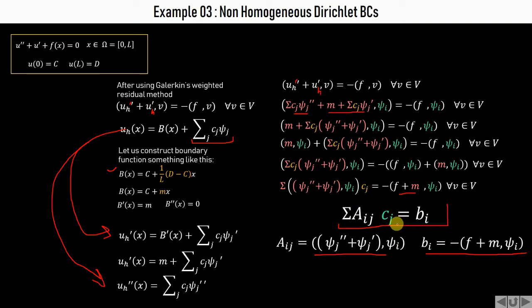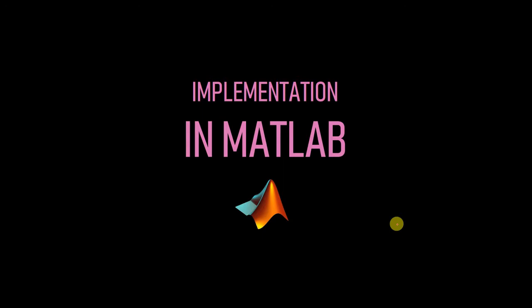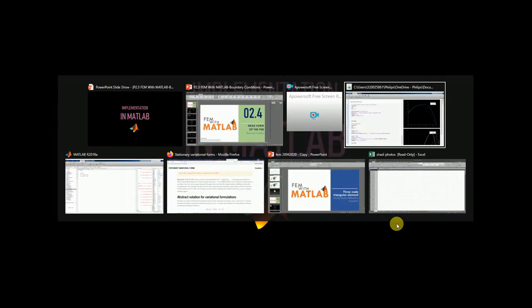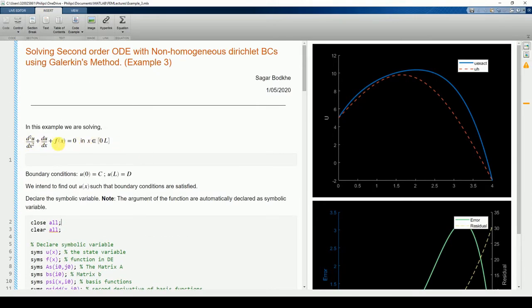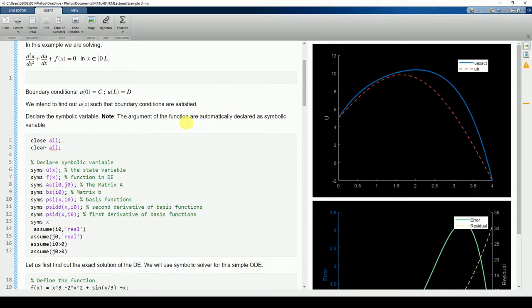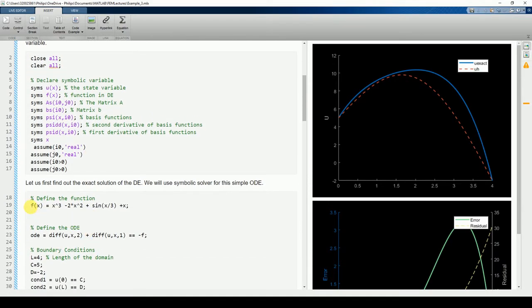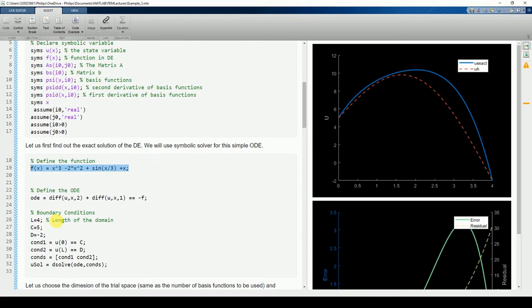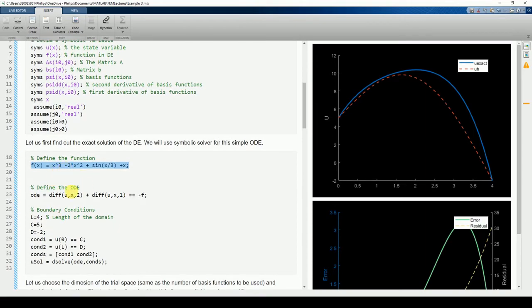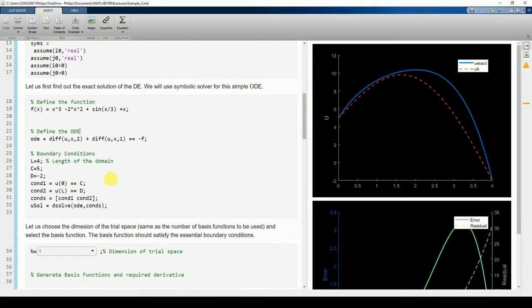Now let's see the implementation of this in MATLAB. So this is the equation that we wanted to solve, and this was the non-homogeneous boundary condition. Similar to the previous example, we start by declaring the symbolic variables. We declare our function, some random f of x that I have chosen, and we solve this ODE to get the exact solution to compare it with our trial solution.